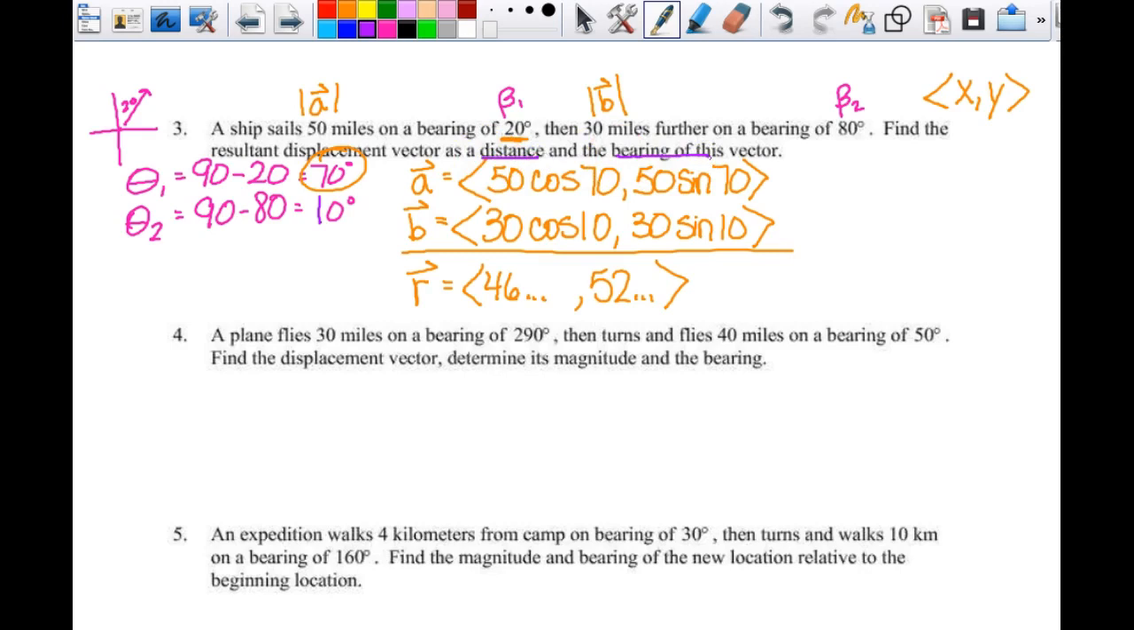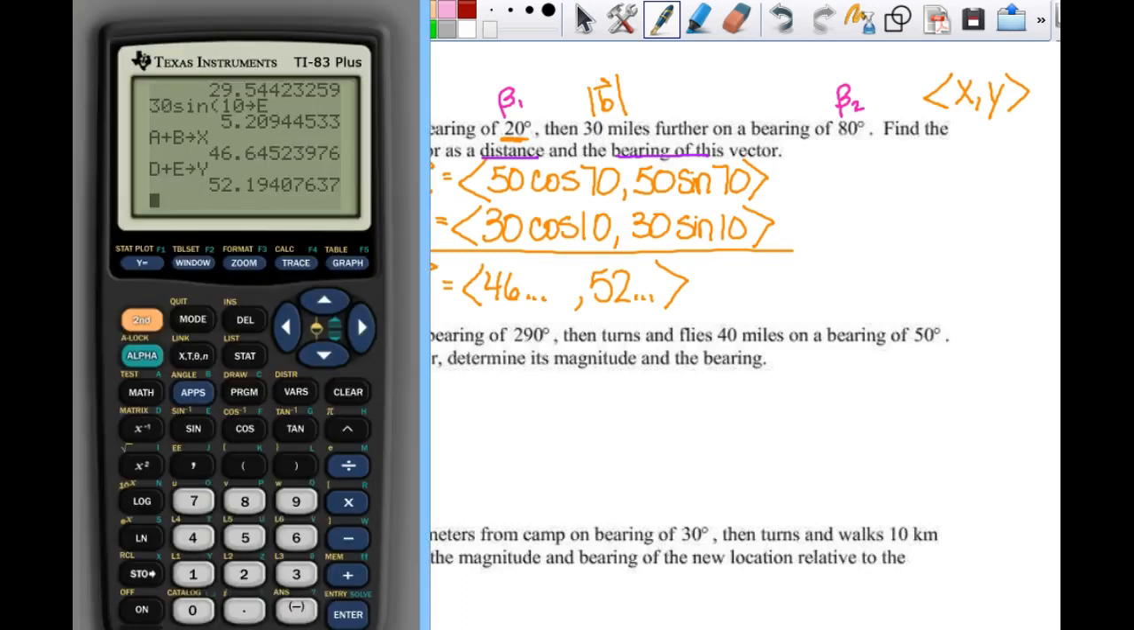So how do I find the magnitude of this? How do you find the magnitude when you have the component form? Good. Square root of x squared plus y squared. It's basically the Pythagorean theorem. So I can come back over here, and since I stored it, and if you called it C and whatever, just make sure you're using the right letters. I do the square root of x squared plus y squared, and that gives me 70. Gives you a nice, pretty number.